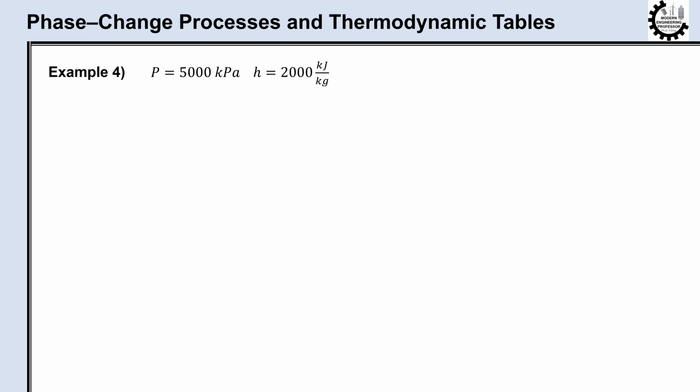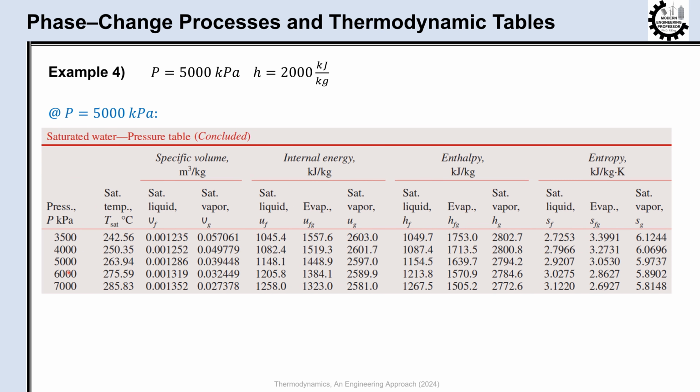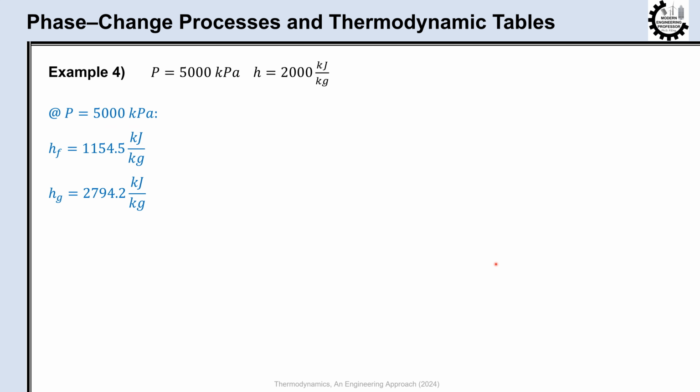In example 4, the pressure and enthalpy are given, but we don't know the material's phase and which table to use to determine the missing properties. To determine the phase, we first go to the pressure table for saturated water and find hf and hg values. At 5,000 kilopascals, hf is 1,154.5 and hg is 2,794.2 kilojoules per kilogram.